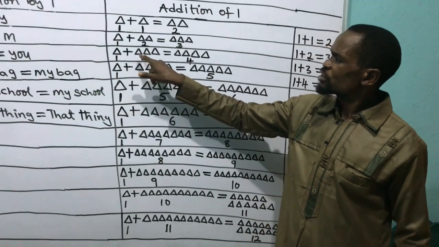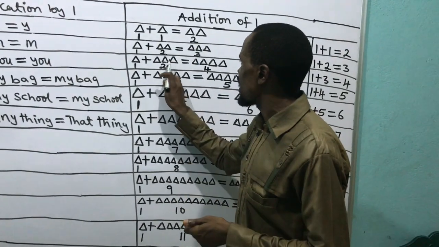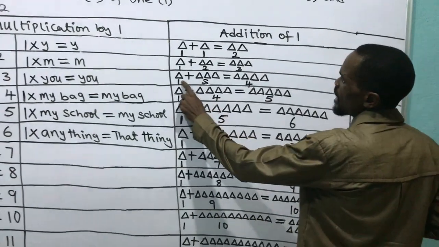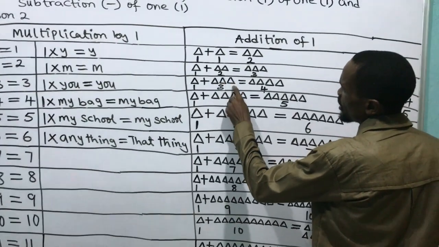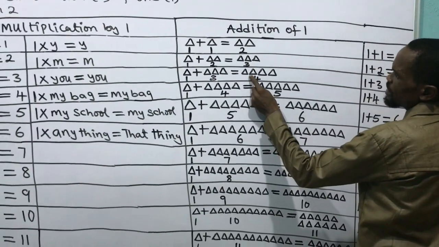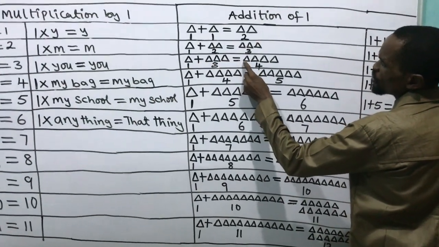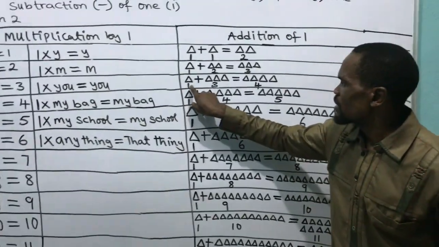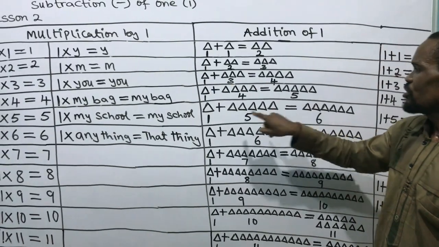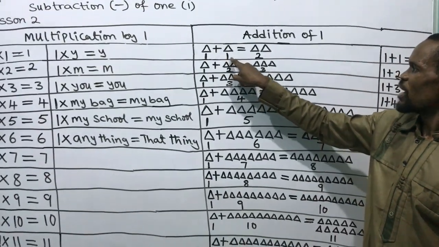1 triangle plus 3 triangles. Count how many triangles here? 1, 2, 3. That's the 3 triangles, not 2. 1 triangle plus 3 triangles. Count it. 1, 2, 3. We count it 1, 2, 3, 4. That means 1 triangle plus 3 triangles will give me what? 4 triangles. That means 1 plus 3 will give me 4. Just like here, 1 plus 2 will give me 3. 1 plus 1 will give me 2.